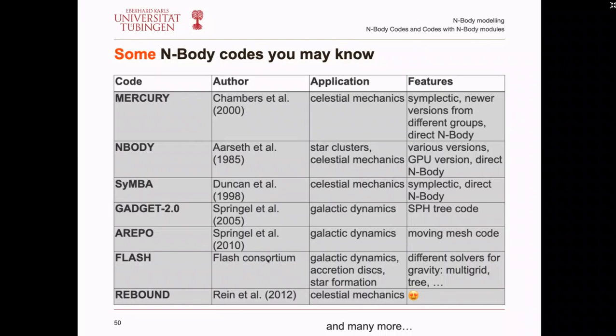Then there's the famous Flash code. You've probably heard of this from the Flash Consortium, which has a lot of applications in the astro community, from galactic dynamics to star formation, accretion disks, whatever. They have different solvers for gravity. There you can have a multi-grid Poisson solver, and of course also a tree. And then the code that I prefer, or that I would advertise for all kinds of celestial mechanics, the code Rebound by Hanno Rein. I have to say it's not my code, it's just that I know Hanno because he used to be in Tübingen.